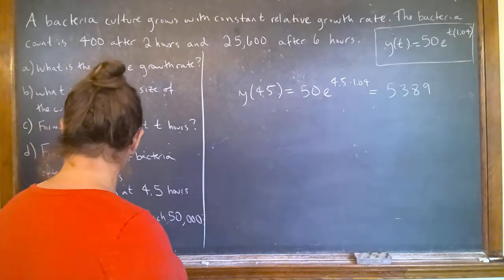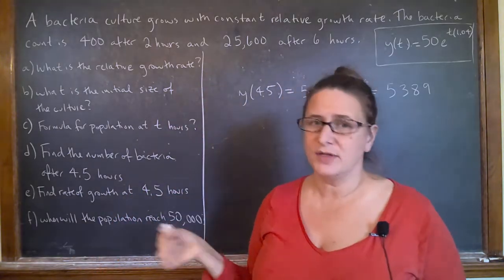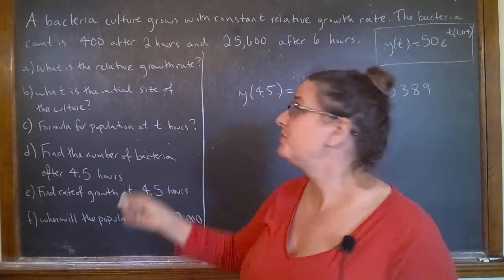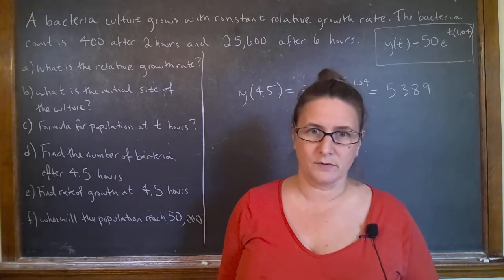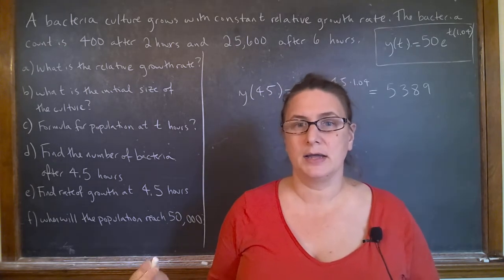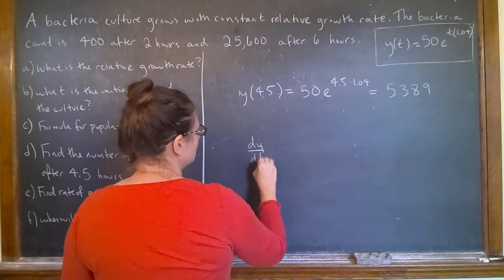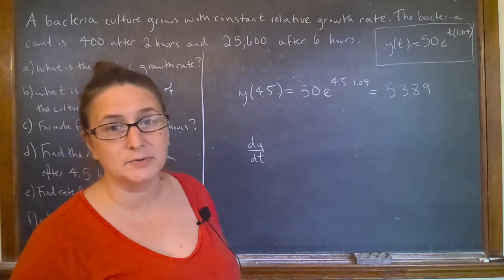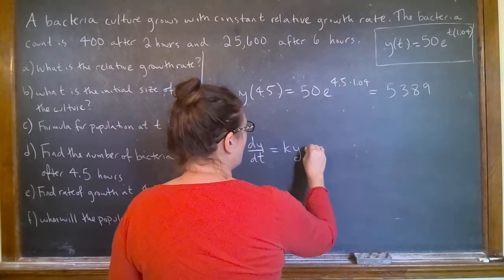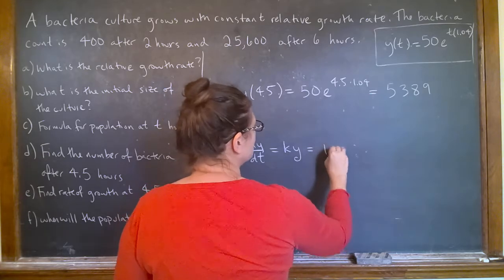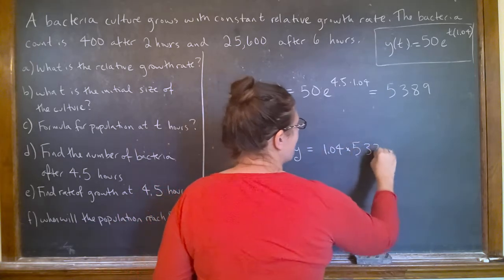Then that's the second question, almost the last question, right? Find the rate of growth at 4.5 hours. So this is sort of a silly thing. The reason k is called the relative growth rate is because really, what is the rate of growth? The rate of growth is dy dt, right? So it's the change in population over the change in time. That's what they want. But you know what that is, right? It's ky. So all I have to do is put in my k, which was 1.04, times my y at 4.5, which we just found.